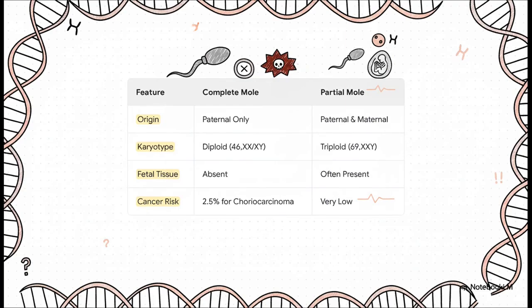Now, it is extremely important to know that not all moles are the same. We classify them as either complete or partial. A complete mole has only paternal DNA, there's no fetus, and it carries about a 2.5% risk of becoming cancer. A partial mole has both maternal and paternal DNA, you might find some fetal tissue, and the cancer risk is very, very low. This difference is vital for how we manage the patient.